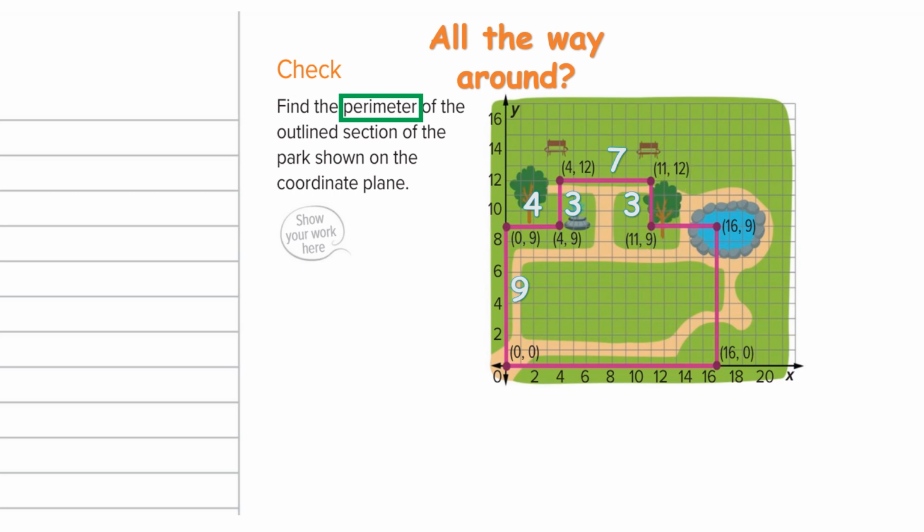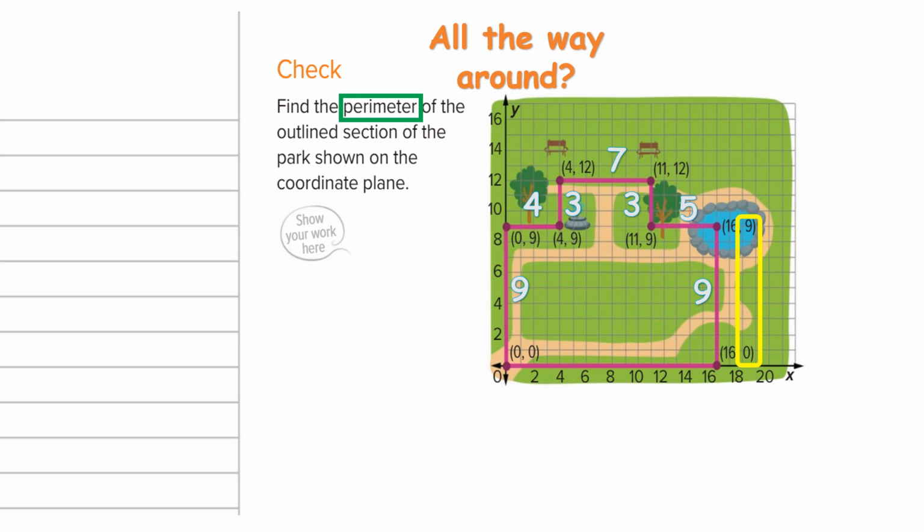Going from the tree to the pond, I see that my y's are the same, but my x's are different. So I focus on my x's. 16 minus 11 gives me 5. Then I go from the pond all the way down to the bottom right-hand corner of the trail. I see that my x's are the same and my y's are different. So I'm going to subtract my y's. 9 minus 0 is going to give me 9.